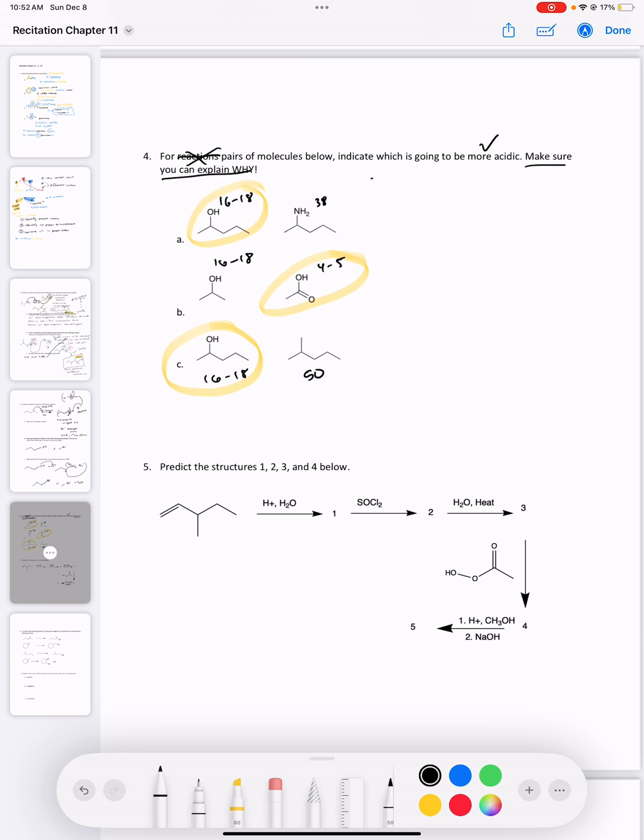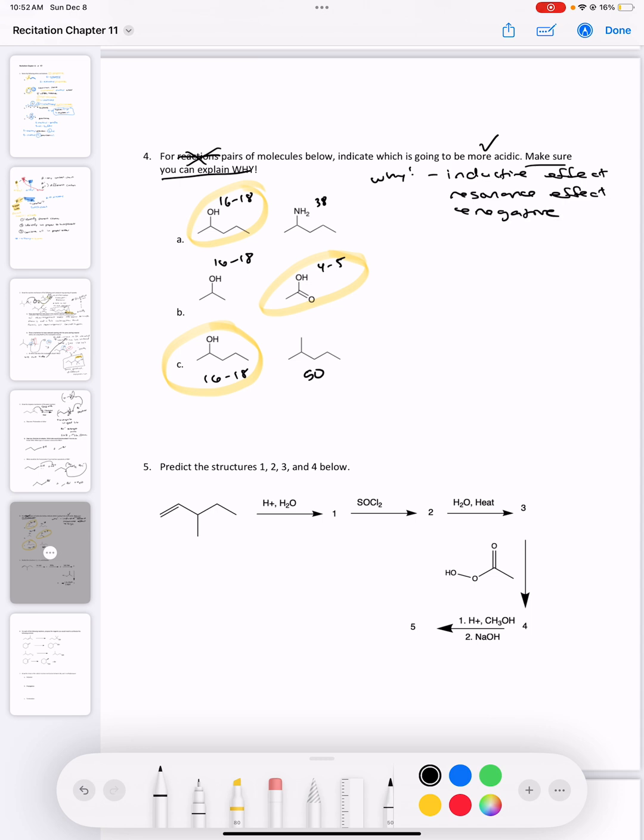When I think about the why, that is really important, and that's a skill that I really want y'all to have. And so two big whys are the inductive effect and the resonance effect, and then also just electronegativity in general.